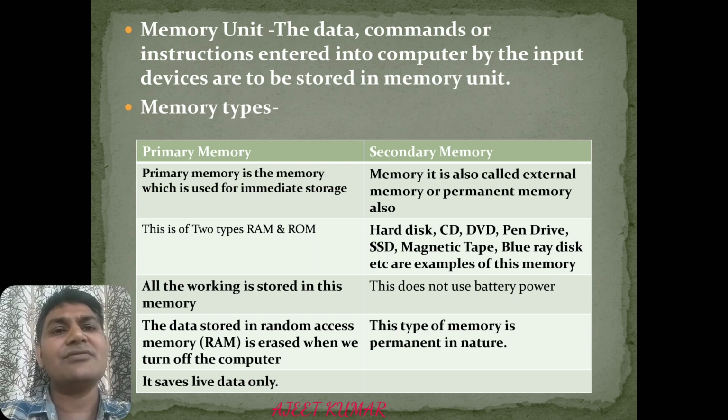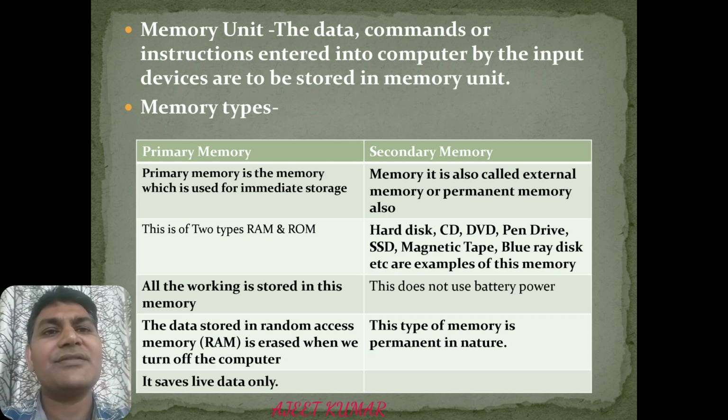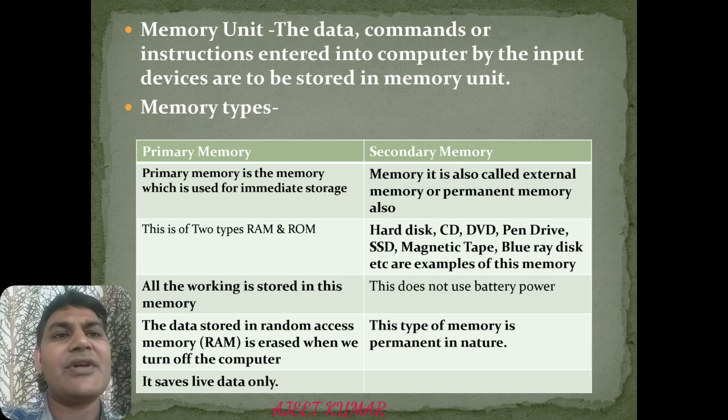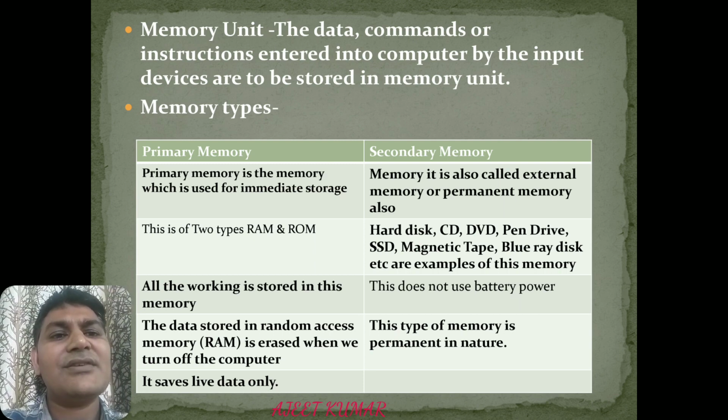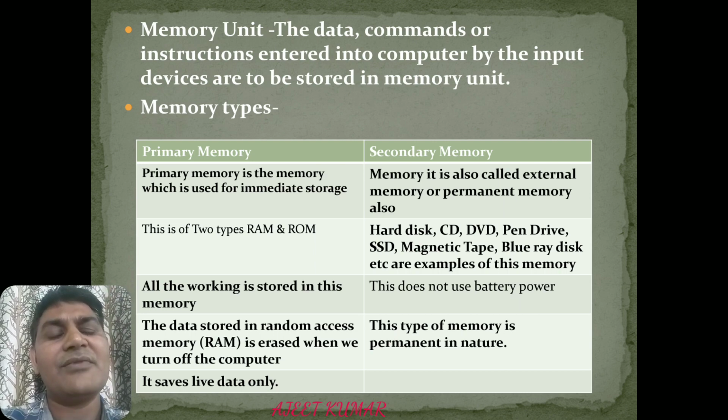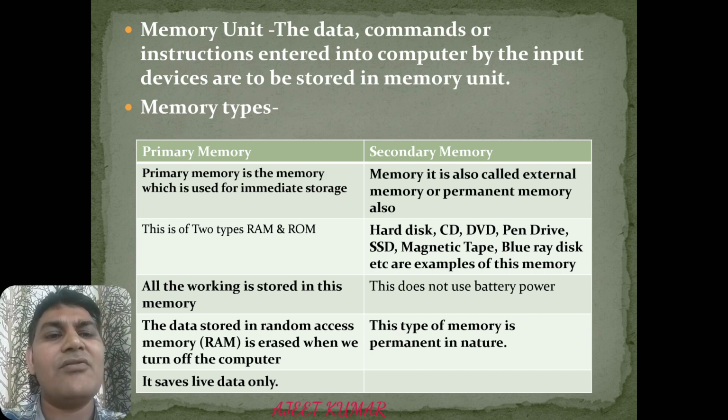Here we will discuss two types of memory: primary memory and secondary memory. Primary memory is the memory which is used for immediate storage. This is of two types: RAM and ROM, that is random access memory and read-only memory. All the working is stored in this memory. The data stored in RAM is erased when we turn off the computer. It saves live data only. That is, when the computer is in on mode, data is stored.